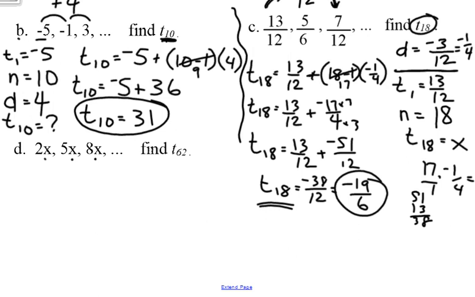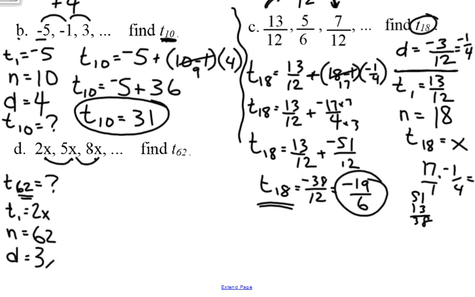We want the 62nd term. We're looking for T62. Well, we know that our term 1 is 2x. We know that our number of terms is 62 because that's what we're looking for. What's our D value? 2x to get to 5x, 5x to get to 8x.